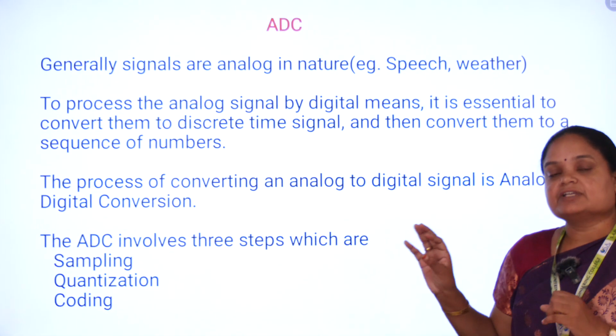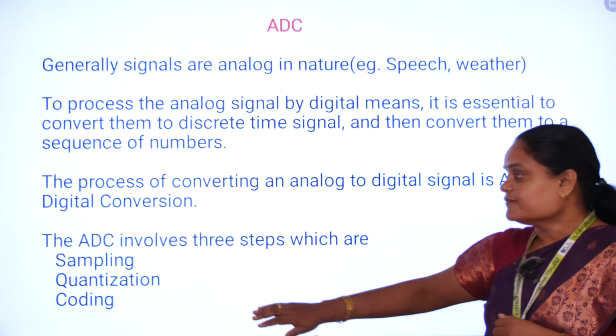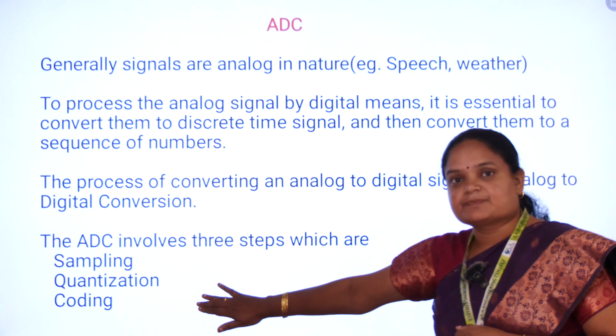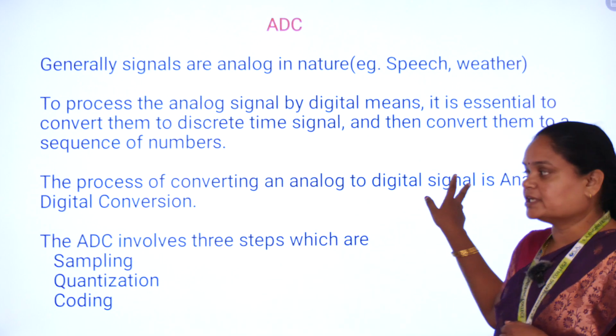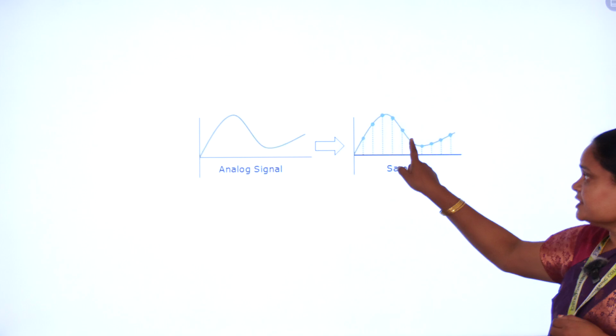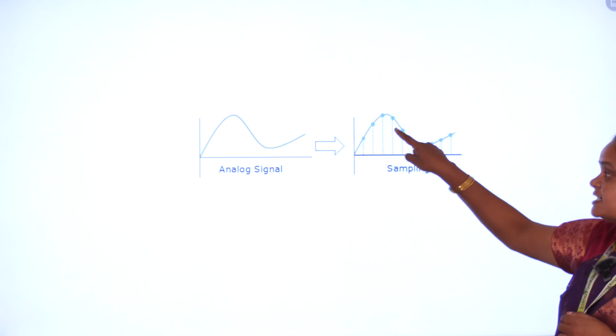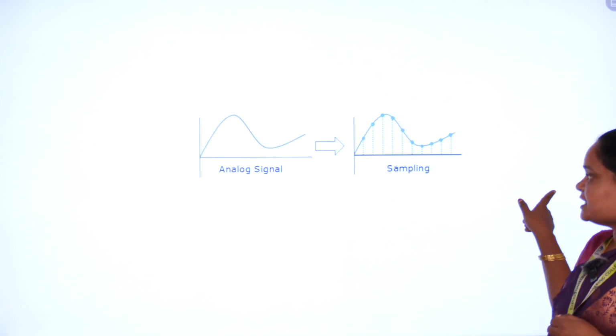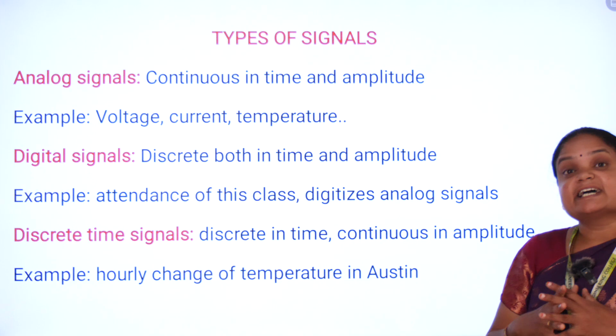So what are the steps involved in this analog digital conversion? First step is sampling, second step is quantization, third one is coding. This analog signal is converted to a digital signal or discrete time signal with the help of sampling. So what are the types of signals?